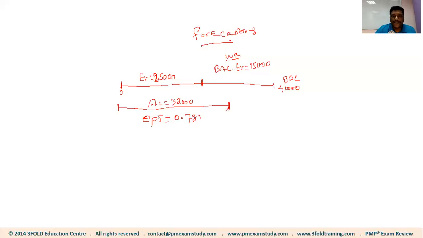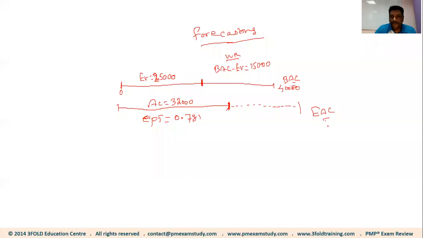Now, what we are going to do in cost forecasting is forecast what is going to happen in the future using two different approaches. One is EAC, which stands for estimate at completion, which is similar to BAC. BAC is budget at completion, whereas EAC is estimate at completion. This is the planned cost. This is the forecasted cost.